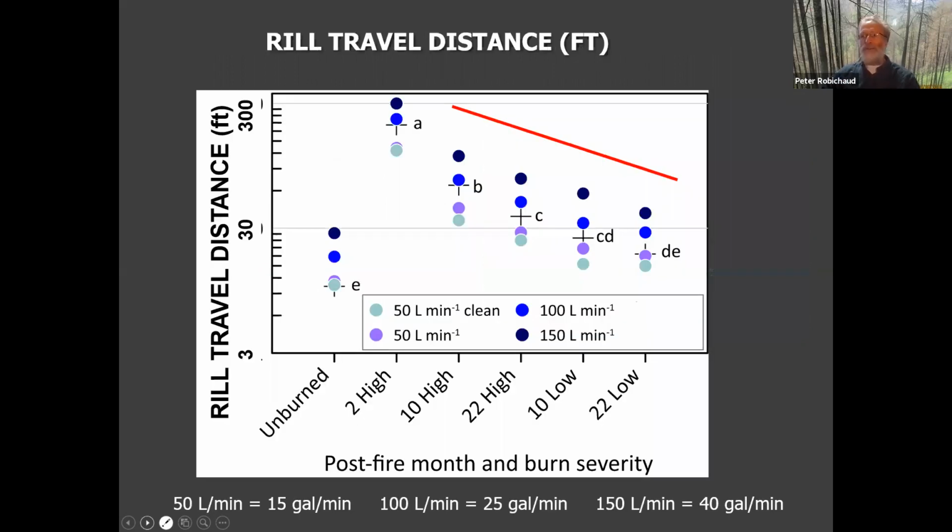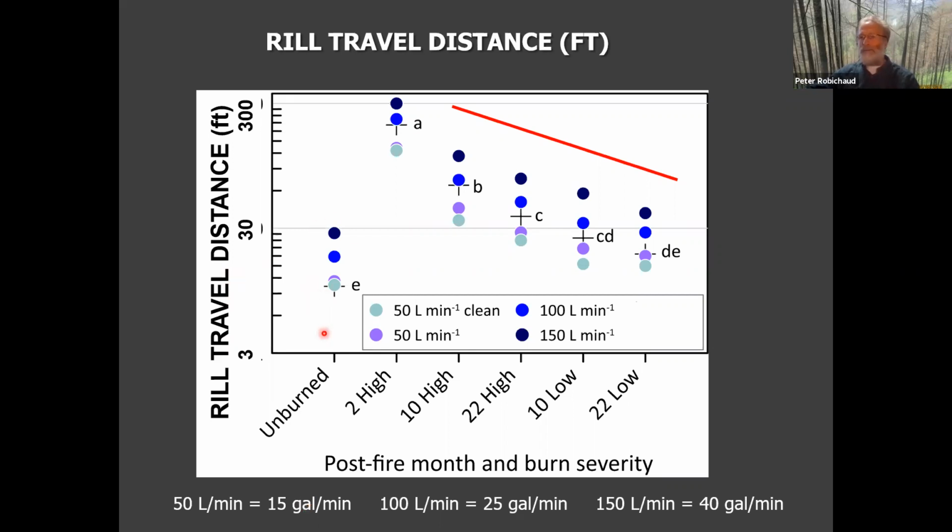Okay, so the first thing we did was just look at how far the rill actually travels. Right, we put in different flow rates. So our conversion is down here. So 15 gallons a minute, 25 gallons a minute, 50 gallons a minute. We add, and then we measure how far they go before all the water infiltrates.